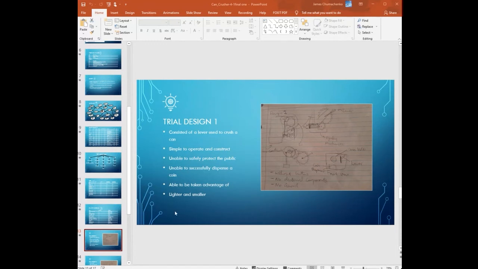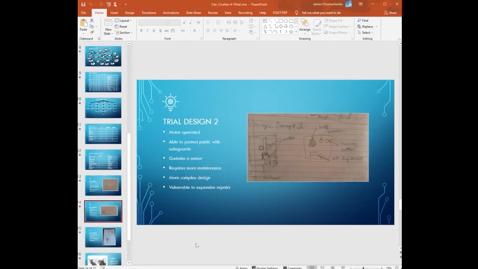The next design that we did was the same as the first one, but instead it was operated by a couple of motors. So it still had the crushing axle. As you can see, there are two motors in the middle of that. And the ejecting mechanism down there is also operated by two motors.